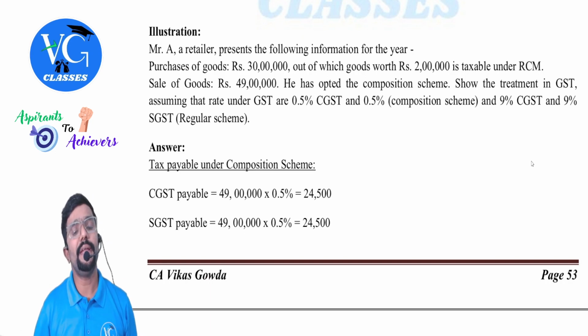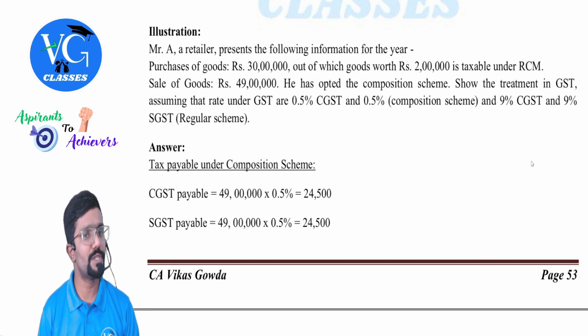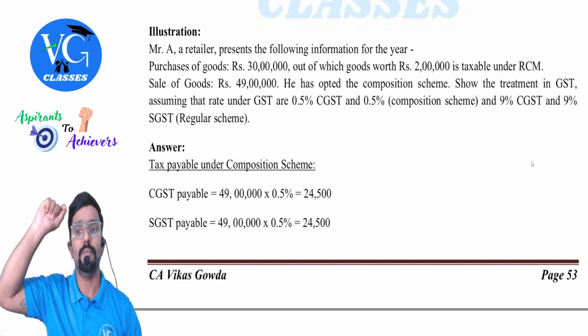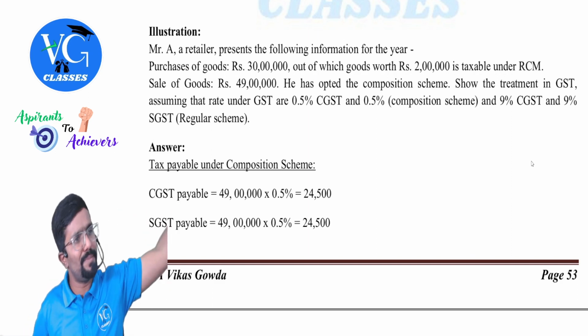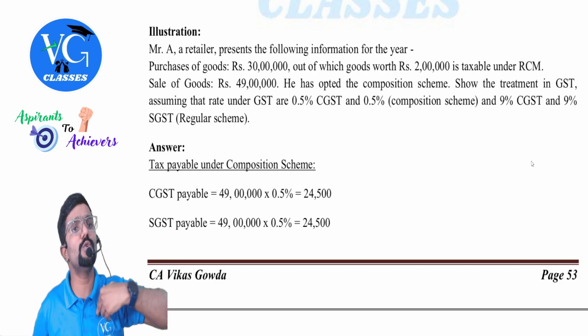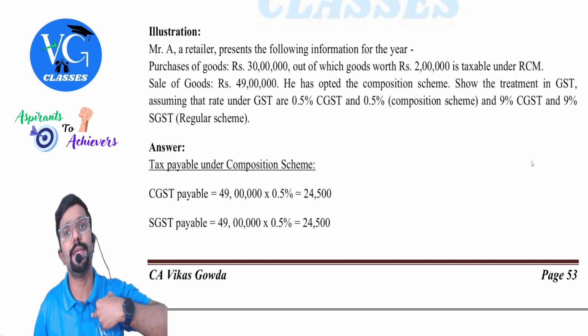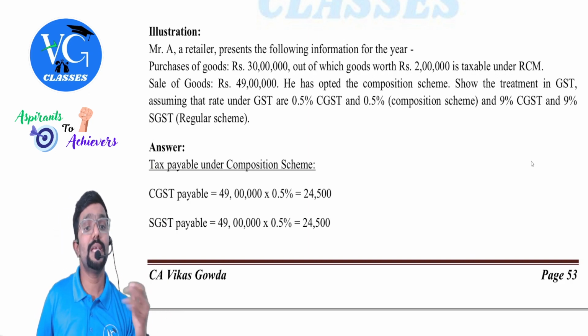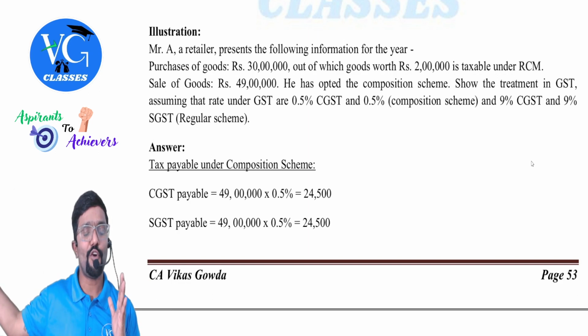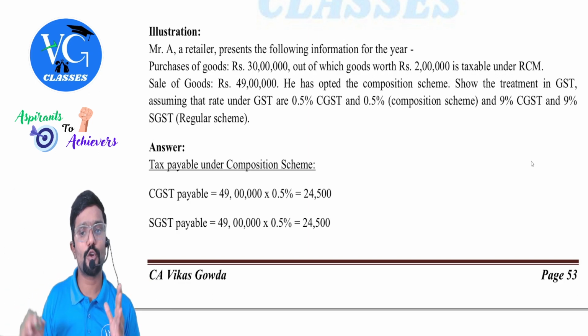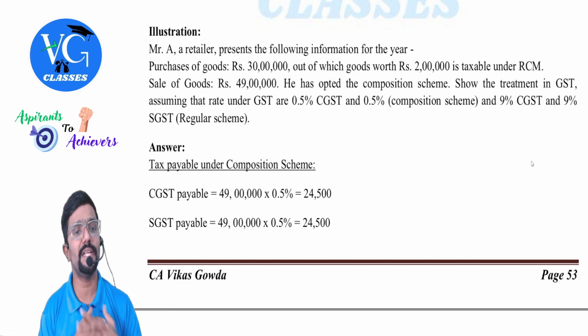Mr. A, a retailer, presents the following information for the year. Purchase of goods 30 lakh, out of which goods worth 2 lakh is taxable under RCM. So on 28 lakh, supplier will pay tax. Whereas on 2 lakh, who should pay tax? Me as a recipient. Under what? RCM. Sale of goods, my outward supply now, 49 lakh. He has opted for composition scheme. Show the treatment in GST.